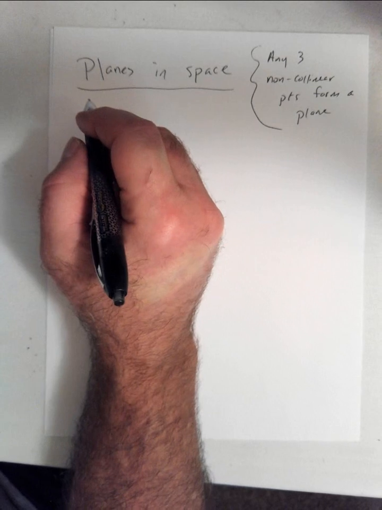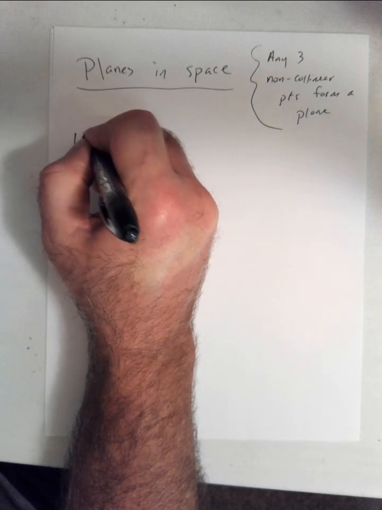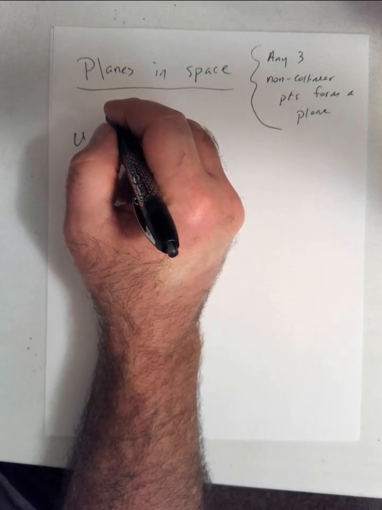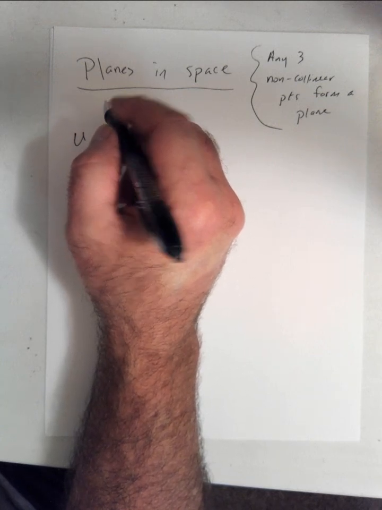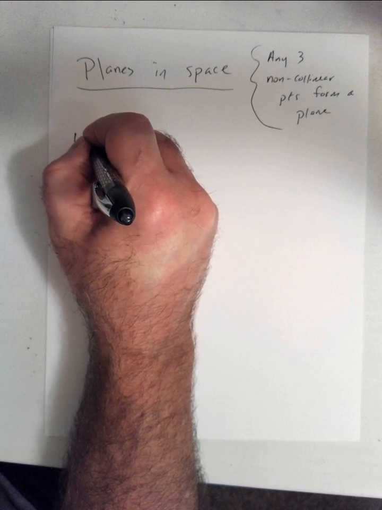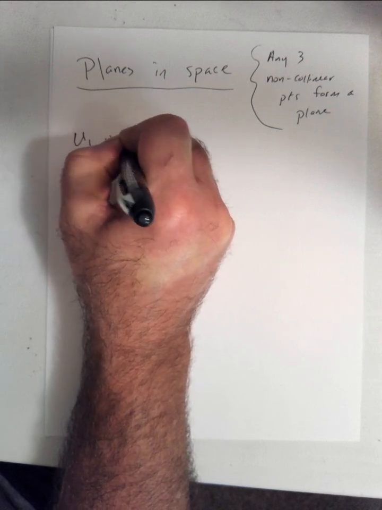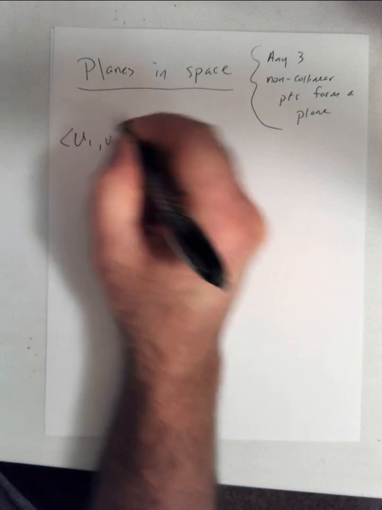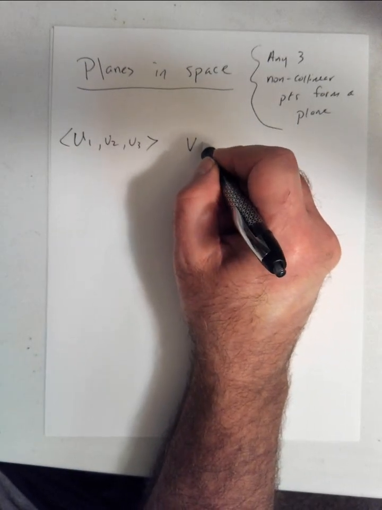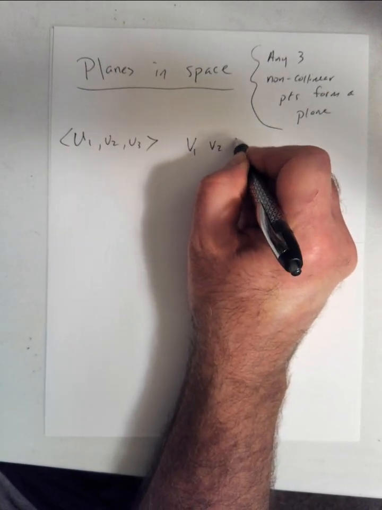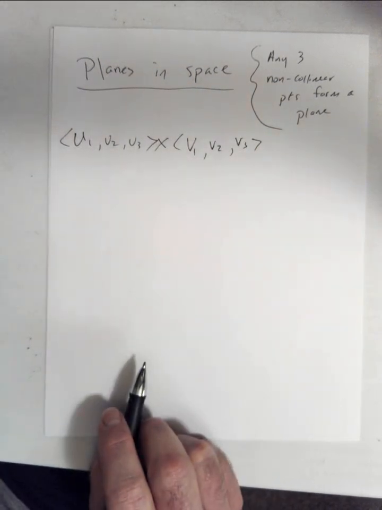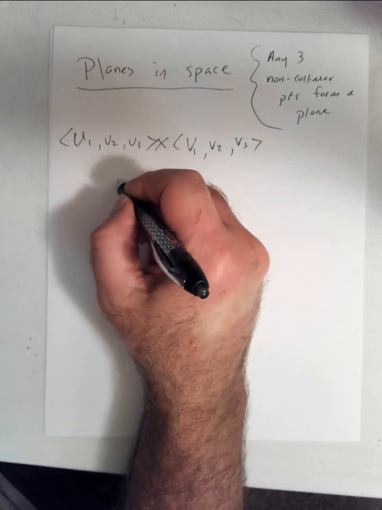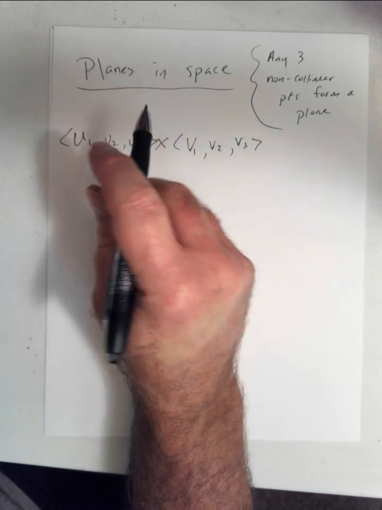But first, back to my point. So let's say I give you two vectors. Let's say vector u is u1, u2, u3, and v is v1, v2, v3. Okay, so when we cross those, we get a vector that is perpendicular to both of them.